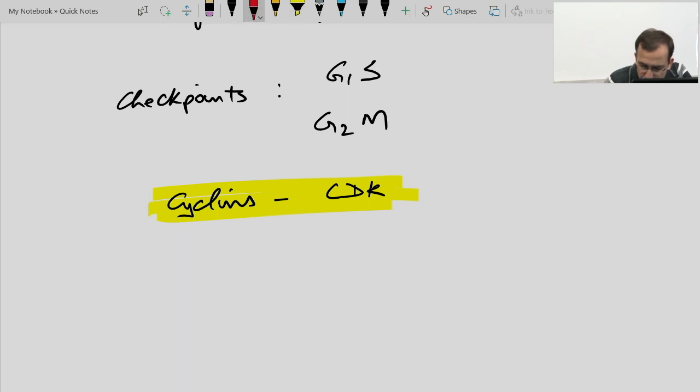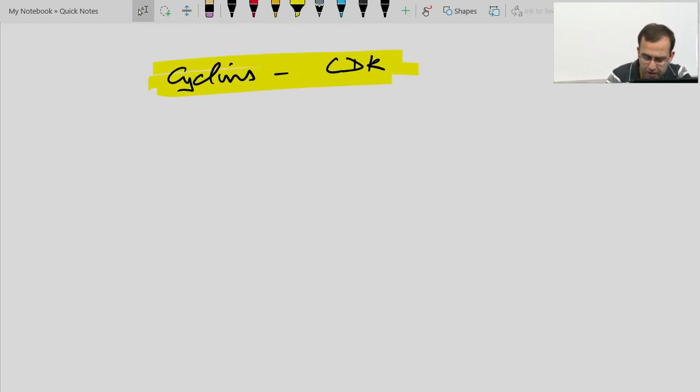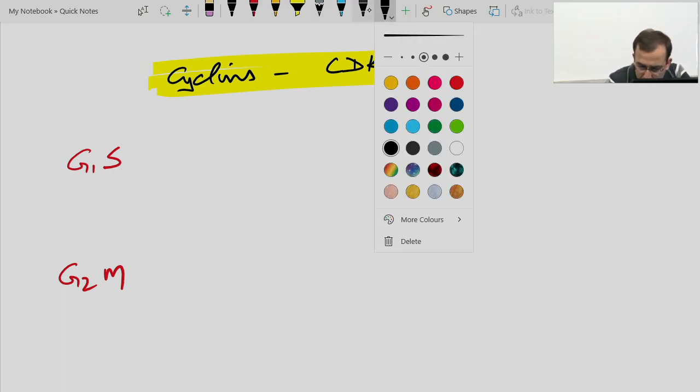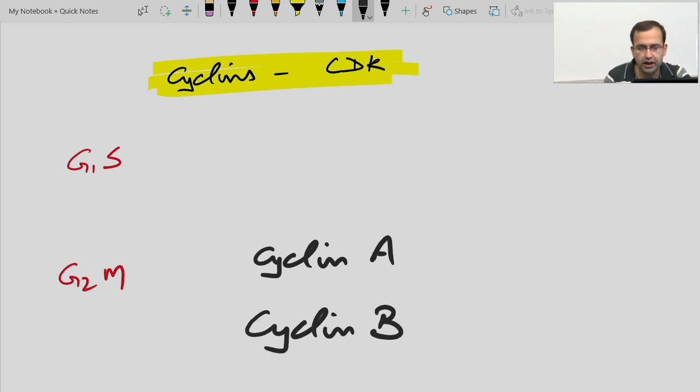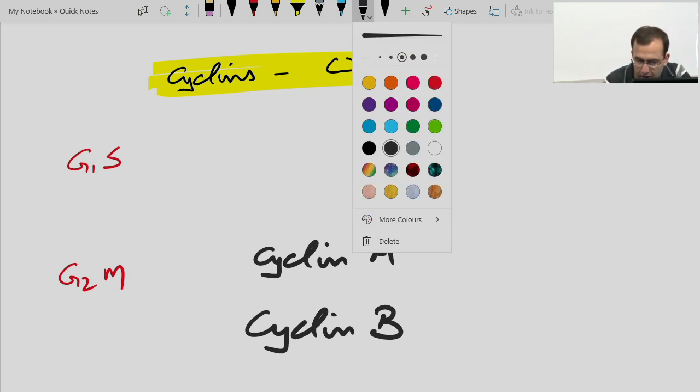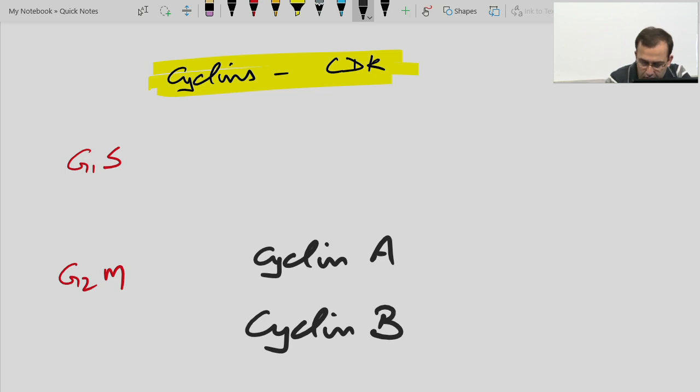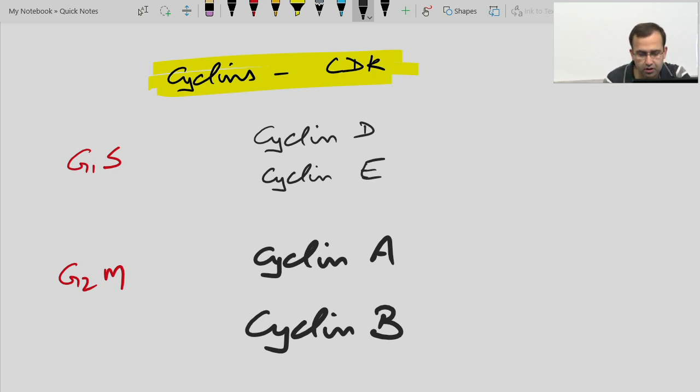So this gets us to the master table of cyclins with cyclin dependent kinases. There are two checkpoints, G1S, G2M. Whichever table we make in neoplasia, we start from the bottom. So the cyclins for crossing G2M are cyclin A and cyclin B. Next point, cyclin C is not there. Cyclin D and cyclin E help in crossing G1S.